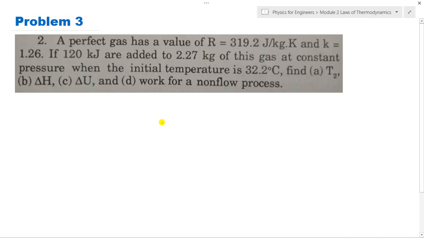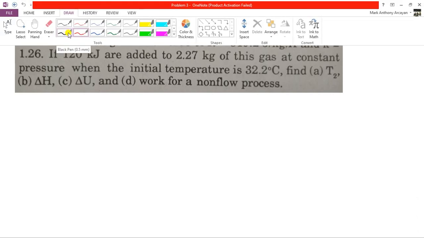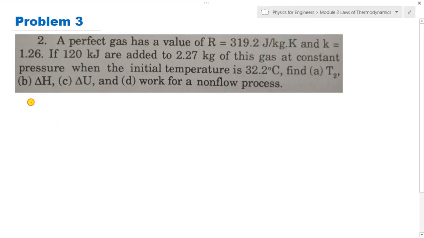So next, we have here a perfect gas has a value of R is equals to 319.2 joules per kilogram Kelvin and K is equals to 1.26. If 120 kilojoules are added to 2.27 kilogram of this gas at constant pressure, when the initial temperature is 32.2 degrees Celsius, find T2, enthalpy, internal energy, and the work for a non-flow process. So again, non-flow process man eh. So masakto siya sa ato ang gid pang derive giniha.